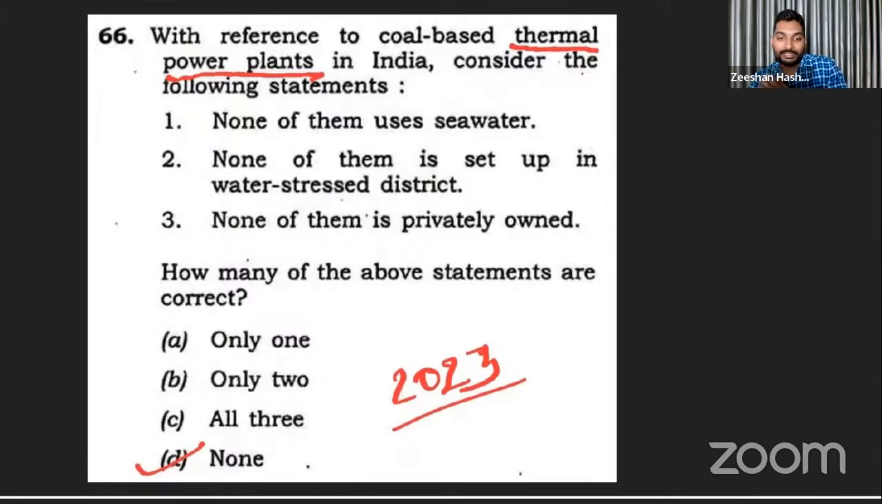Now, there was this question in 2023 emphasizing on thermal power plants. Statement 1 says none of them uses seawater. Statement 2, none of them does XYZ. Again, statement 3, none of them does ABC. Fine.